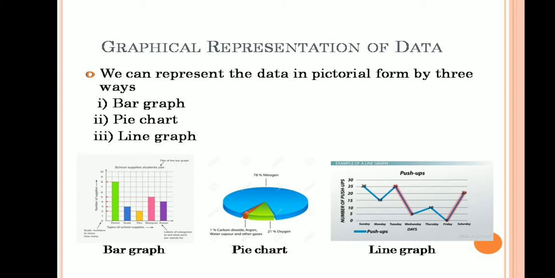Pie chart. For example, the composition of air. Nitrogen is 78%, oxygen 21%, and the other gases are 1%. This will be shown in a pie chart. And then the line graph. We can use a line graph to show the change in weight of a man with age.